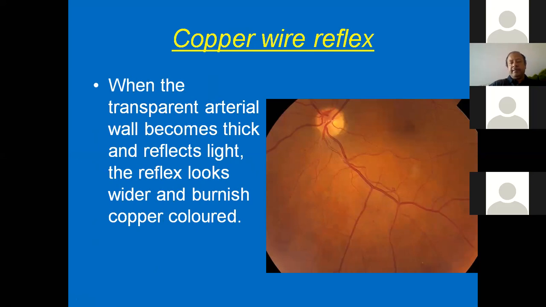Copper wire reflex. What is copper wire reflex? When the transparent arterial wall becomes thick and reflects light, the reflex looks wider and burnished copper colored. Here you can see this is the retinal artery. It reflects light which appears burnished copper colored.